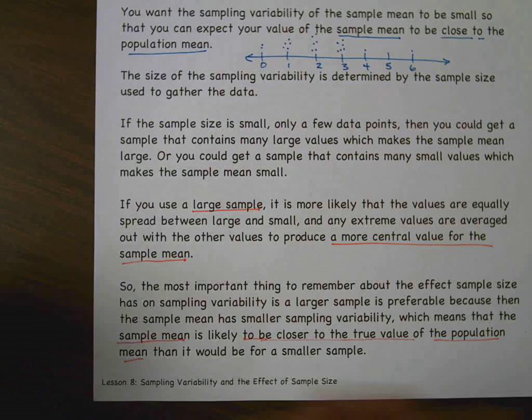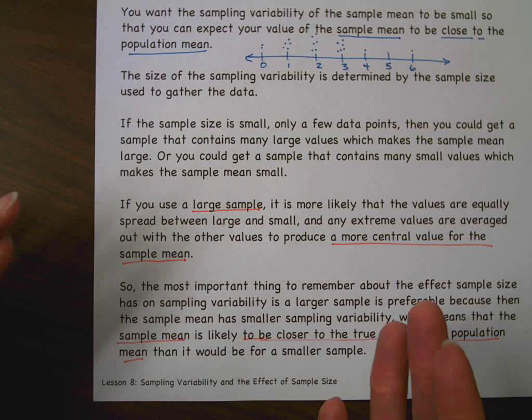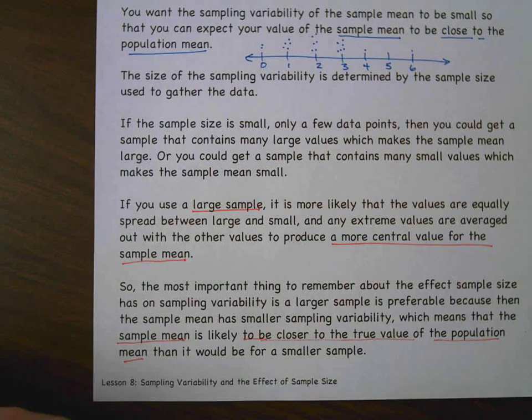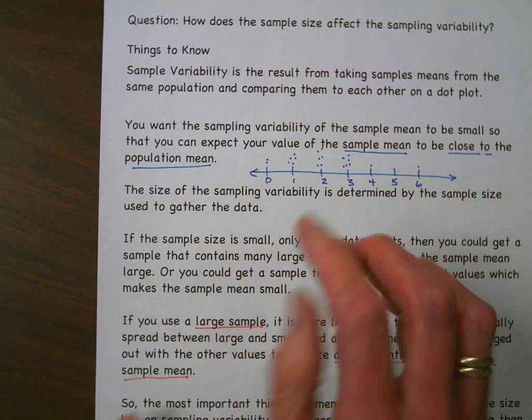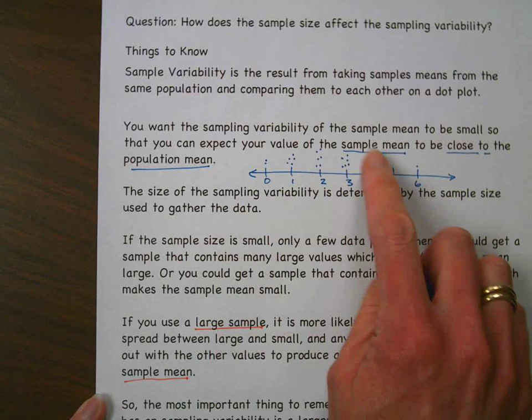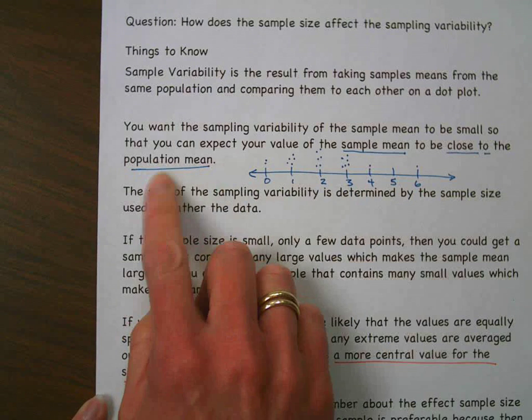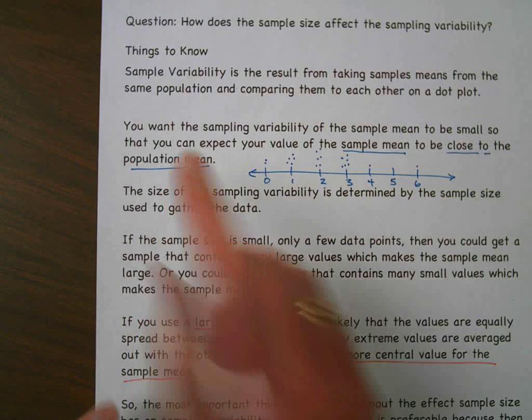And then once you're able to take your mean and everybody else's means and put them on a dot plot, you will be able to look at the variability, and you want your variability to be low so that they're clumped together. Because if they're clumped together, then this sample mean will be closer to the population mean.